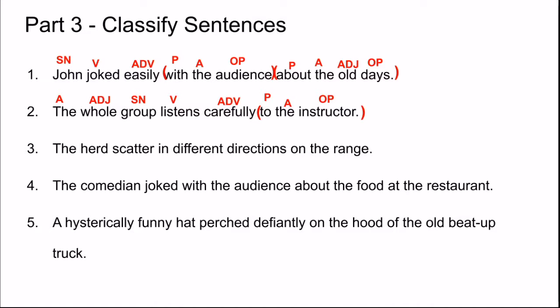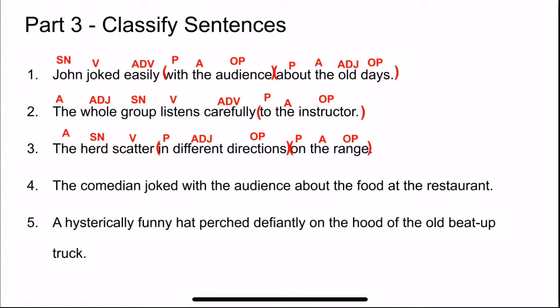Okay, number 3, the herd scatter in different directions on the range. What scatter in different directions? Herd, subject, noun. What is being said about the herd? The herd scatter, verb. In different directions, prepositional phrase. In, preposition. In what directions? Directions, object of the preposition. What kind of directions? Different, adjective. On the range, prepositional phrase. On, preposition. On what? Range, object of the preposition. The article, adjective.